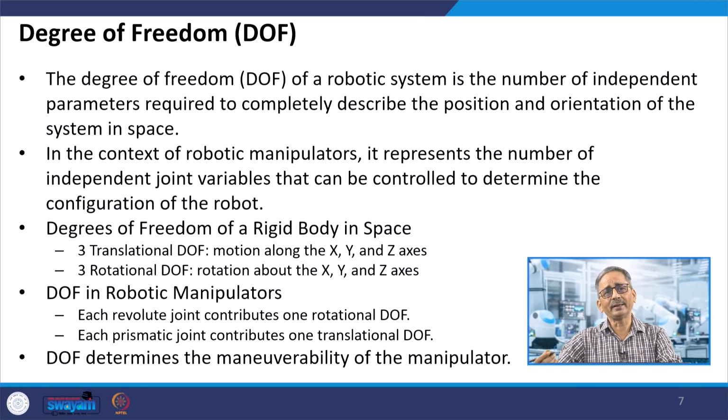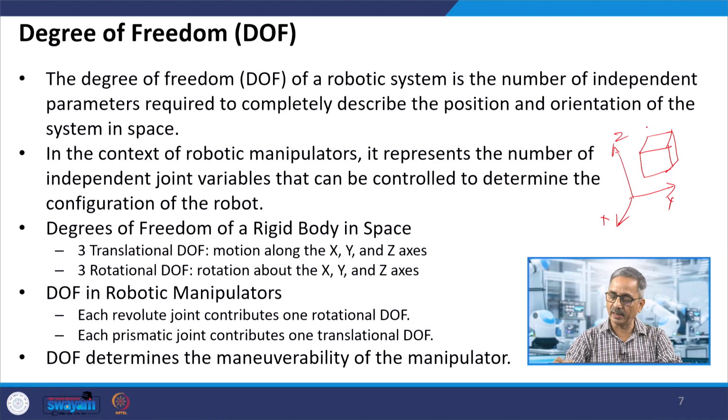Similarly, I can define the degrees of freedom of a rigid body in space. Suppose there is a rigid body in space, it has 3 translational degrees of freedom and 3 rotational degrees of freedom. So, if I have to define a rigid body in space with respect to a coordinate system, say x, y and z, naturally I need 3 coordinates to specify, say, the CG of the rigid body, as well as 3 coordinates to specify the orientation of the rigid body. So, it has 6 degrees of freedom.